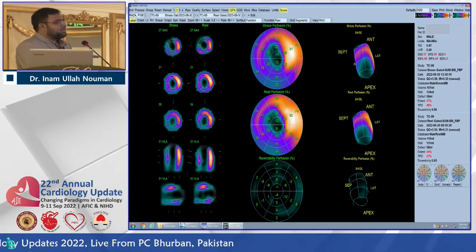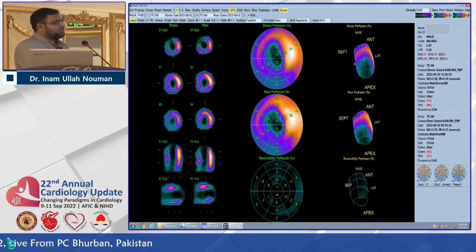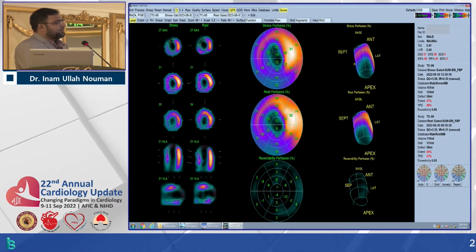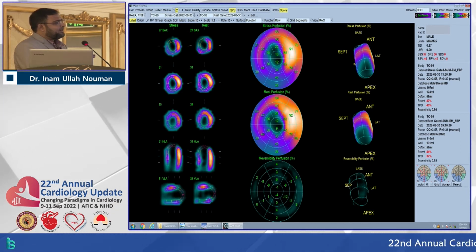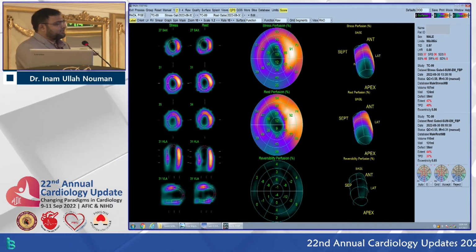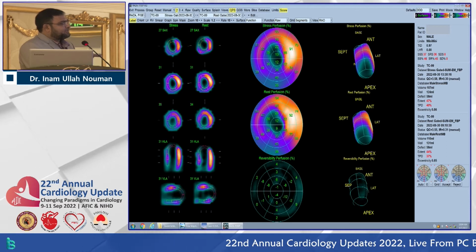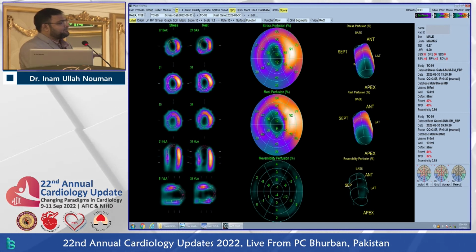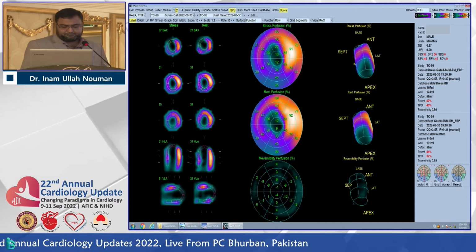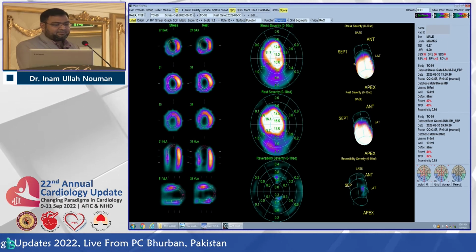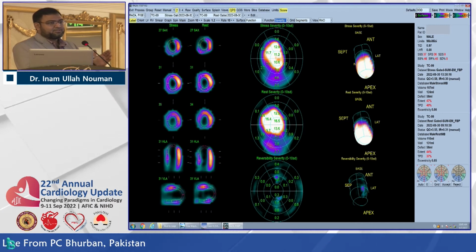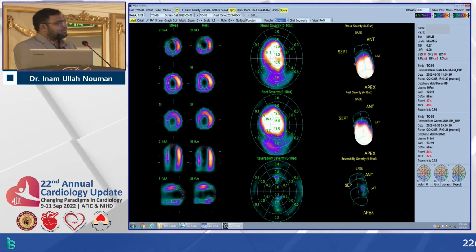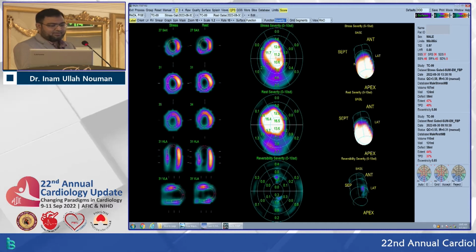So the impression was a moderate to large sized non-viable defect involving apex and adjoining apical anterior and anteroseptal region, along with another predominantly non-viable defect involving mid to basal inferior wall and adjoining part of basal inferoseptal region. This was the severity map, where it was compared with the normal database of normal patients, and we saw SDs up to 11 or 12, which was essentially the non-viable region.